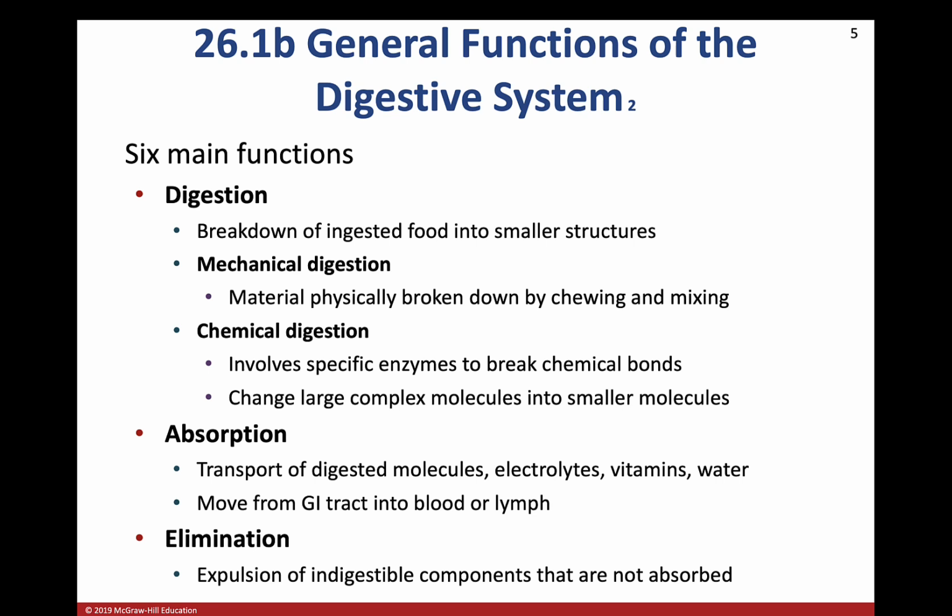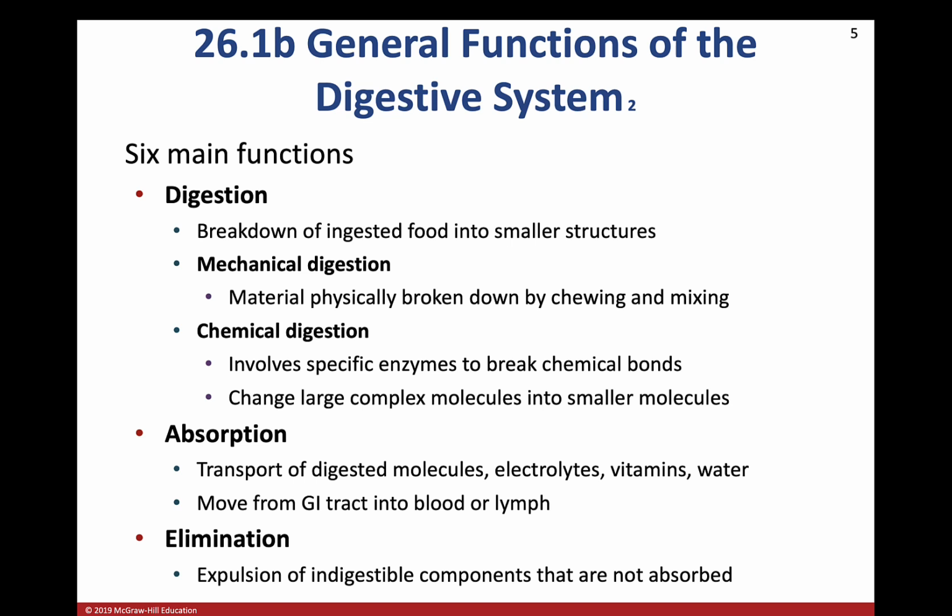Now, digestion is broken down into 2 separate processes. We look at mechanical digestion. Chewing would be an example. During this process, materials are physically broken down through chewing and mixing. Chemical digestion, on the other hand, involves the specific use of enzymes to break chemical bonds and break things down into their building blocks. So really what we're doing are catabolic processes in which we're changing large molecules into much smaller molecules so the body can actually use them.